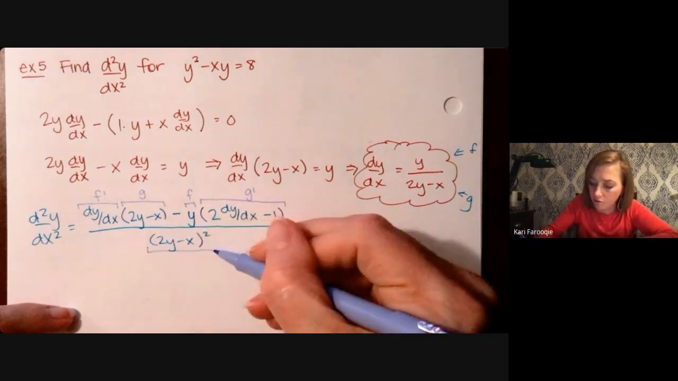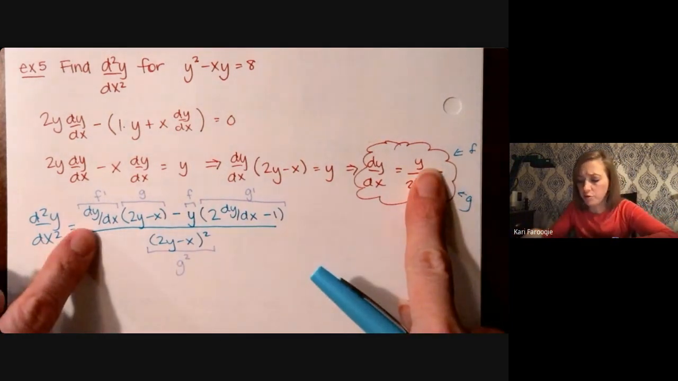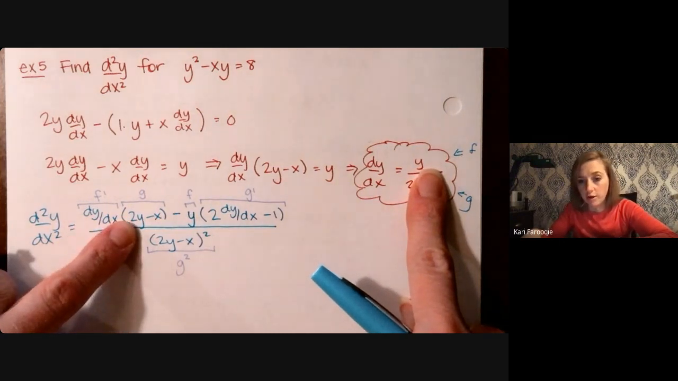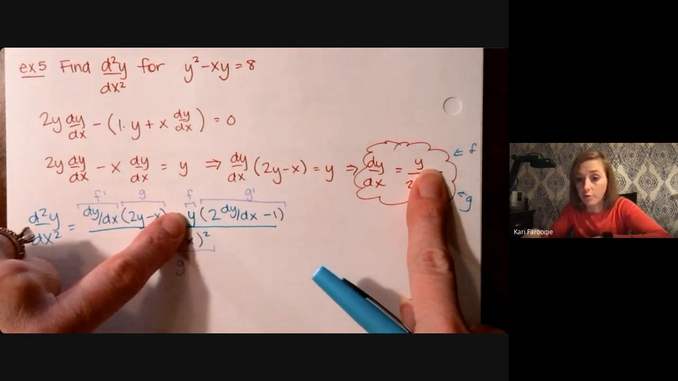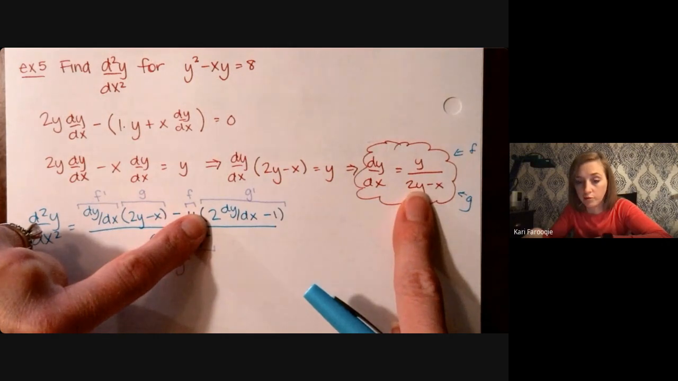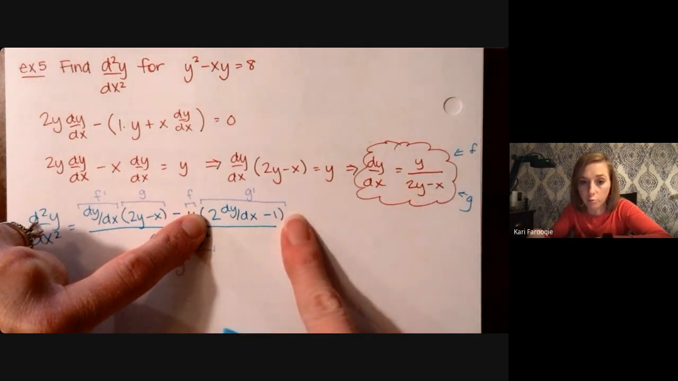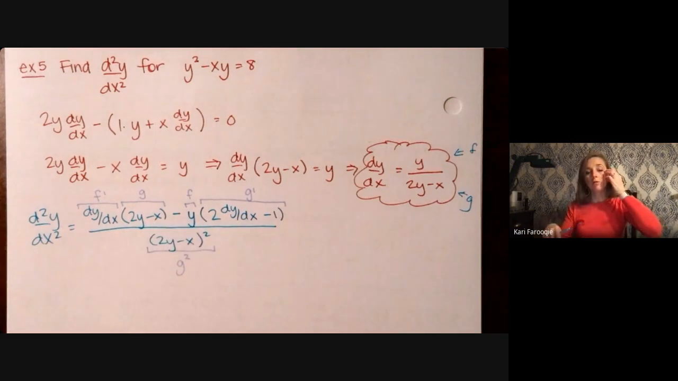Okay, so this is your g squared. Okay, so f prime is the derivative of y, which is dy/dx. G, we're just rewriting, so there's no derivative, so there's no dy/dx. Minus f. Again, we're just rewriting it. We didn't take its derivative, so no dy/dx there. And then when we take g prime, the derivative of 2y is 2 dy/dx, because we're taking the derivative with respect to x, and the derivative of x with respect to x is 1. And then we divide it by g squared.